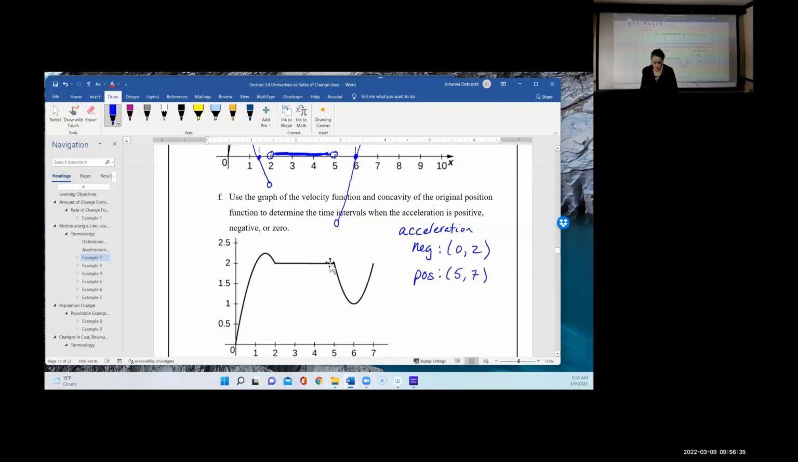On the 0 one, when the velocity is 0, then the rate of change of velocity is 0. So the acceleration is going to be 0 in that same section there where it is not moving from 2 to 5.